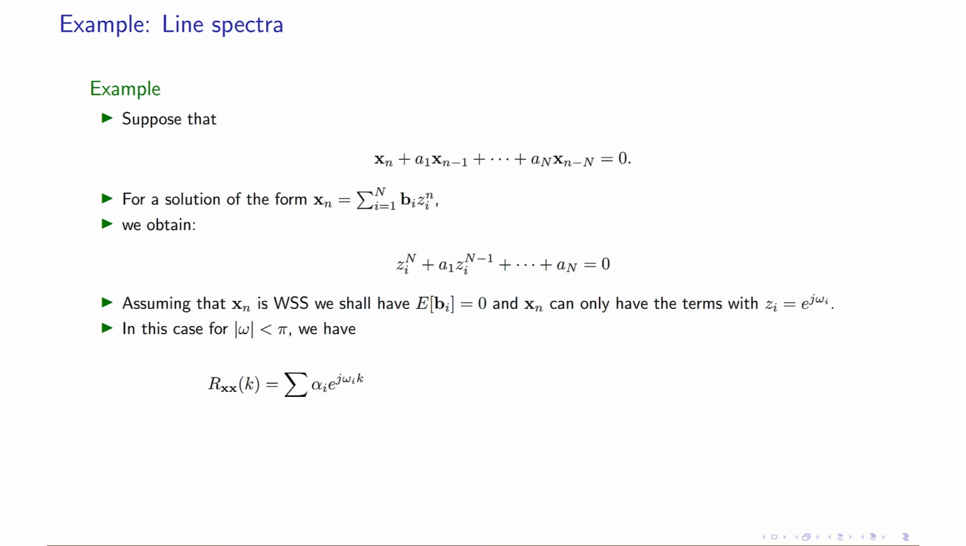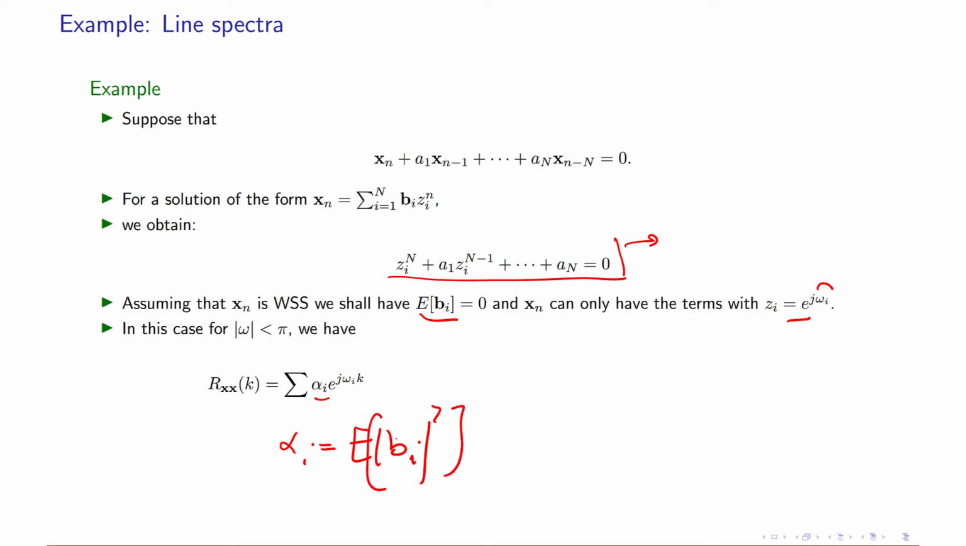This is the case we call line spectra. The line spectra is produced when this equation has solutions only on the unit circle, and then these omega_i represent the frequencies produced by this line spectra. So in that case the autocorrelation function can be written like that, and this alpha_i is basically equal to the mean of the magnitude of b_i to the power of 2. Furthermore, we have previously learned that if you calculate the mean of b_i times b_j conjugate, it shall also be zero, as a remark.